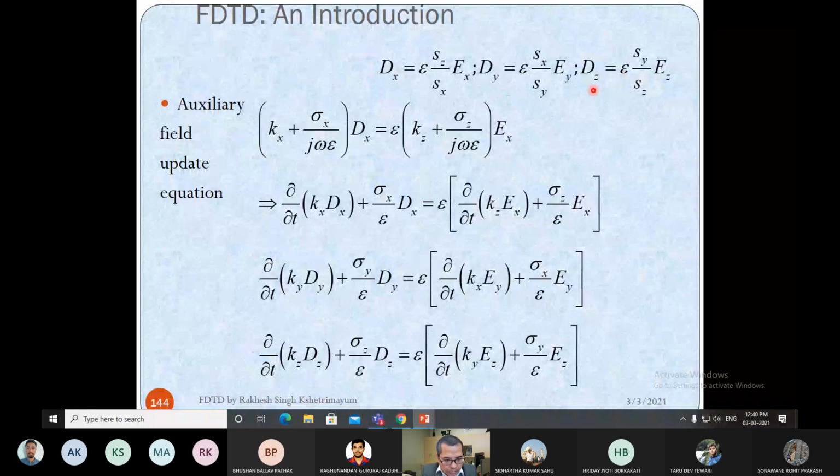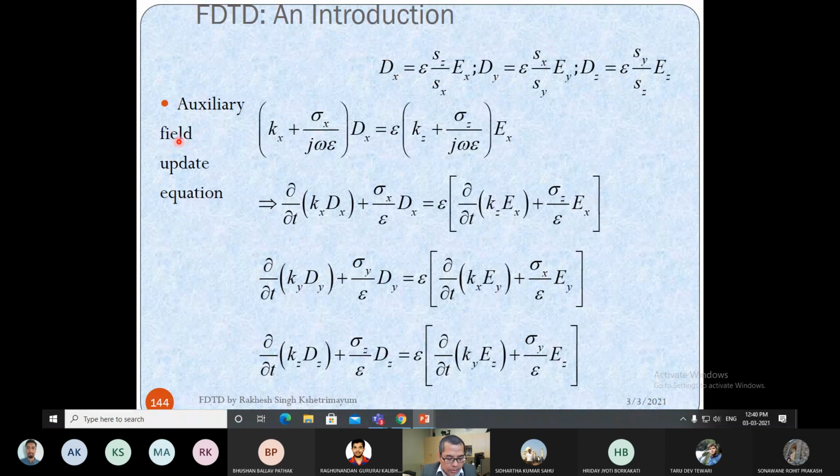For the update equation, we want to come up with equations for Dx, Dy, and Dz. 3 equations come from the Maxwell curl equation, so you'll have 6 equations for the FDTD 3D update equation. But here you also have the auxiliary field update equations. We'll have 3 more, so we'll have a total of 9 update equations. So how do I come up with the update equation for Dx, Dy, and Dz, which are called auxiliary fields?